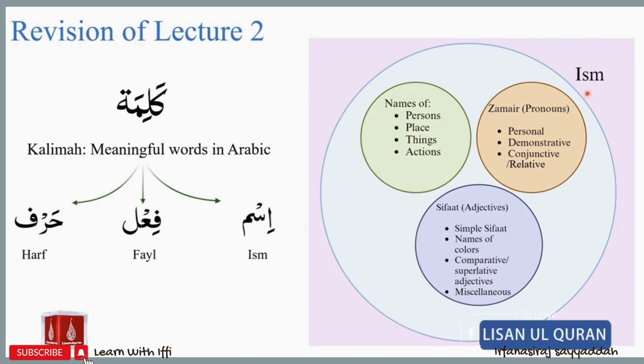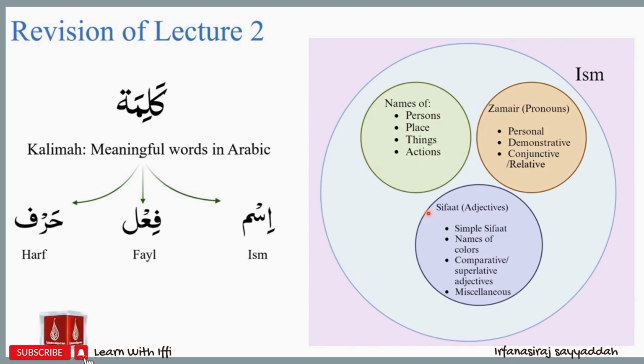Ism literally means name, and we studied that ism will include several categories. The first of these categories is that of names. Ism can be the name of a person, name of a place, thing, or the name of an action. Ism will also include a category of zamair or pronouns, and we will study them in detail in the later sections, inshallah.